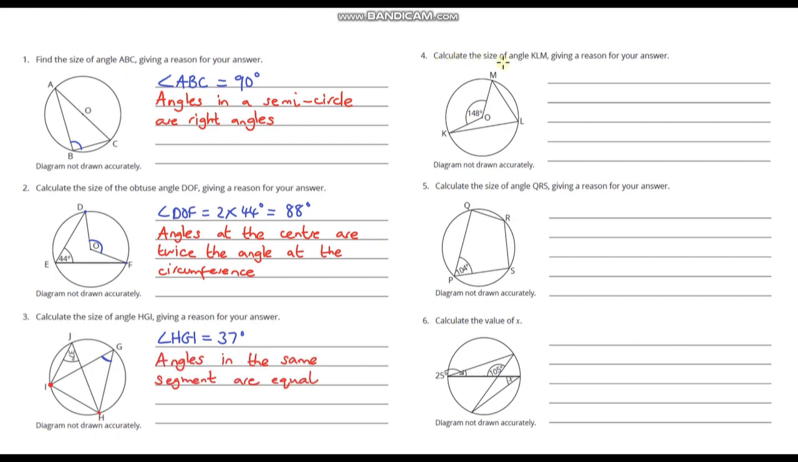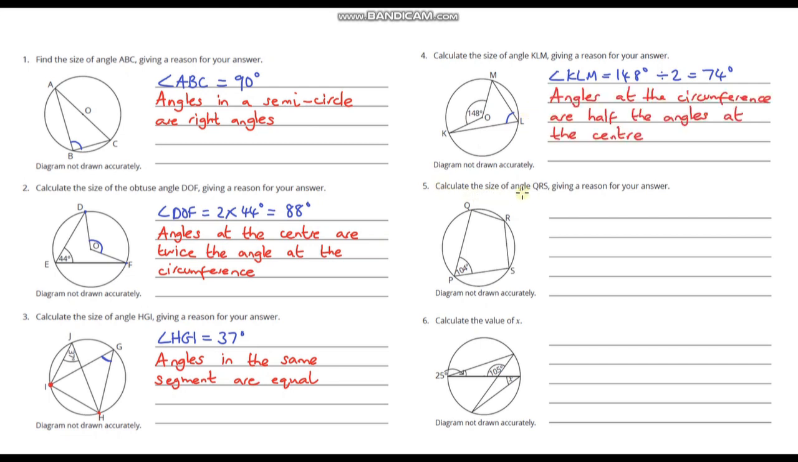Question 4. Calculate the size of angle KLM. So KLM, that's this angle here. And this is very similar to this one over here, but it's the other way around. This time we've been given the angle at the center and we need to calculate the angle at the circumference. So instead of doubling it, we're going to half it. So angle KLM is going to be 148 degrees divided by 2, and I think I can do that in my head. That would be 74 degrees. So we can just say the same as this, but switch it round: angles at the circumference are half the angle at the center.